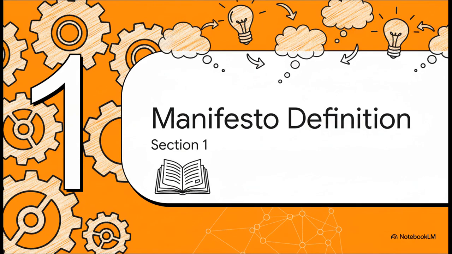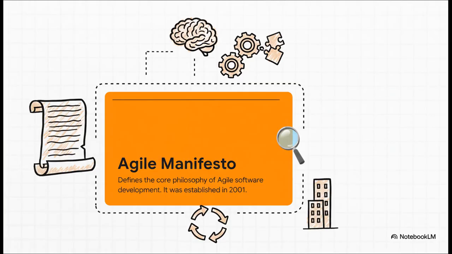All right, let's begin. First up is the formal definition of the subject. So what is the Agile Manifesto? Well, it was established back in 2001, and it's really the foundational document for the entire Agile movement. Think of it as a formal declaration that lays out the core philosophy and the guiding values for a new way of approaching software development.